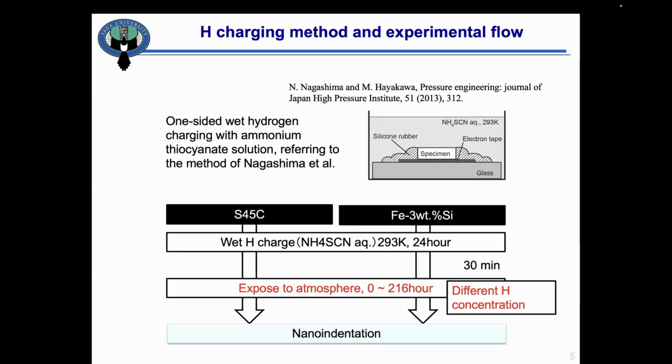The hydrogen charging method is like this. In order to perform the nanoindentation, one side is mechanically polished first, then put into the glass and covered like this, and the other side is hydrogen charged. The charging condition is like this. Both the low carbon steel and the single crystal steel were hydrogen charged for 30 minutes and then exposed to the atmosphere. The exposure time was changed from 0 to 216 hours in order to change the hydrogen content within the material, then nanoindentation was performed.